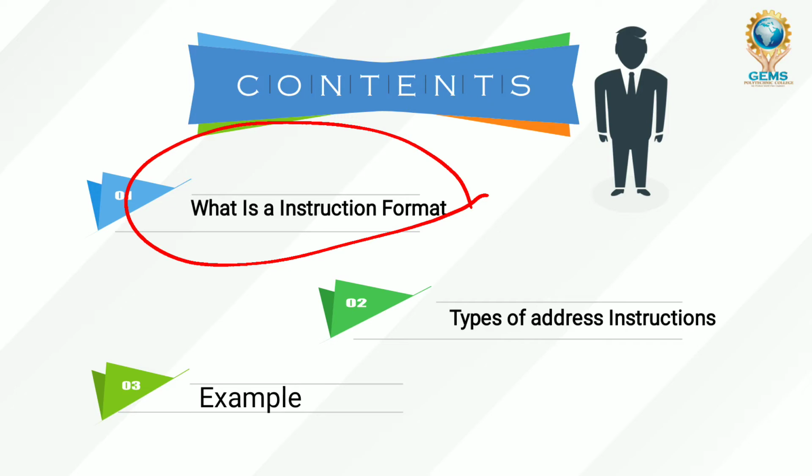The types of address instructions. Three types of instructions are there. One is the 3 address mode, second one is the 2 address mode, third one is the 1 address mode and 0 address. We will see each and every address instruction in a detailed manner in the coming slides.